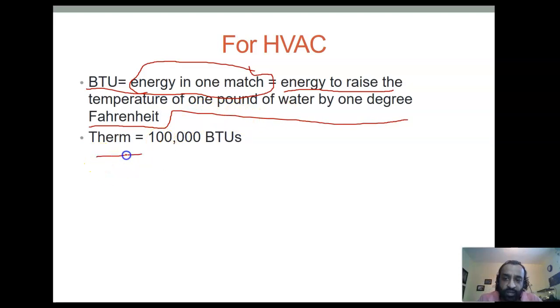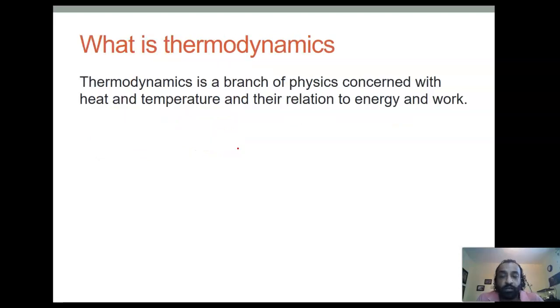A therm is 100,000 BTUs. So again, probably you will see that in your energy bill. If you're paying for gas, they will charge you per therm, which is 100,000 BTUs. Okay, that sums up the idea of energy.